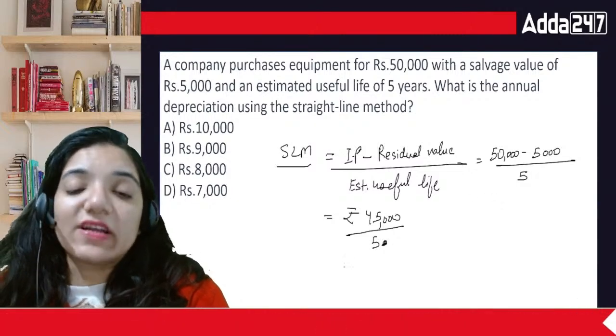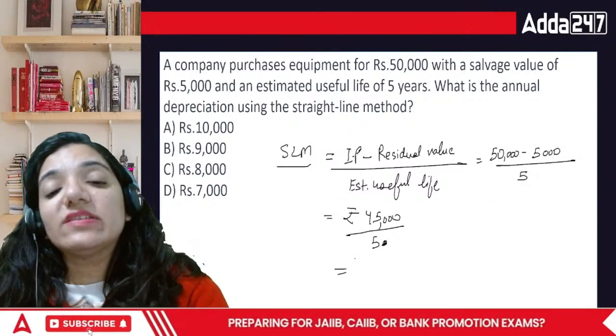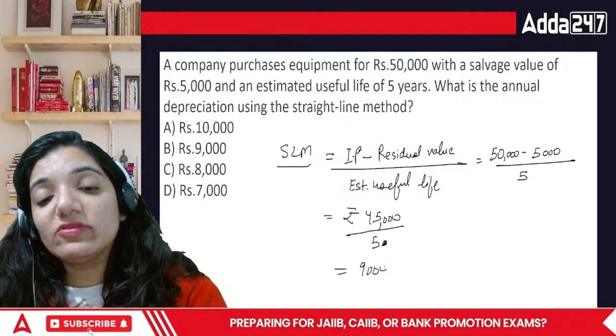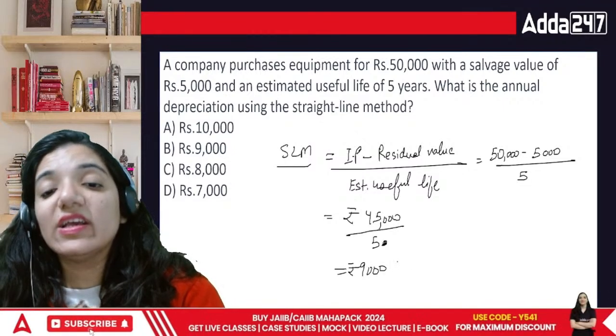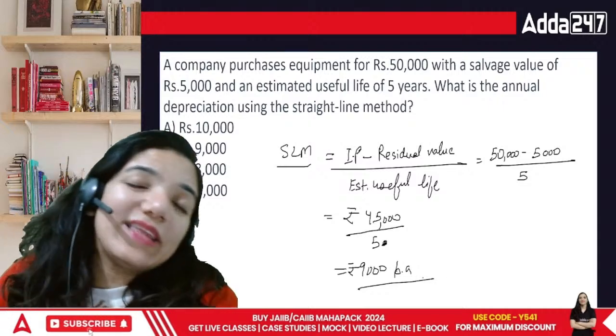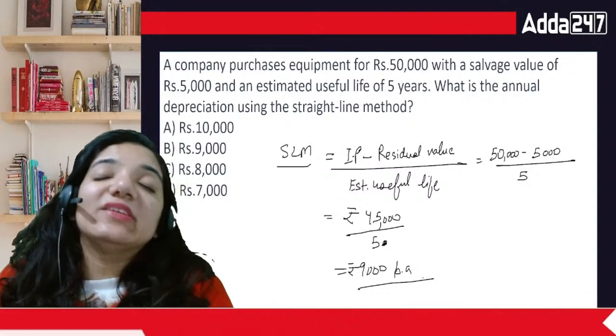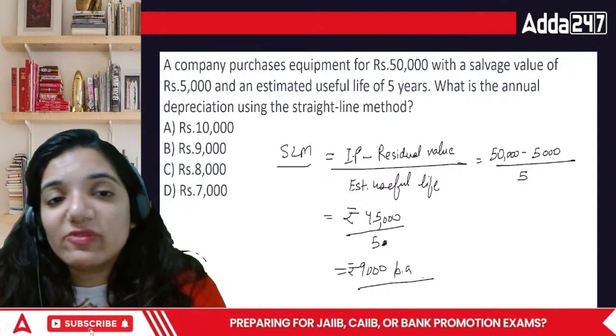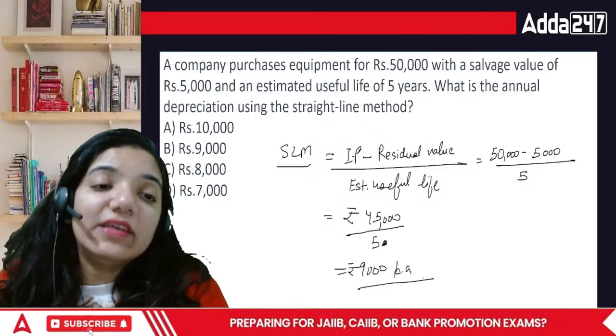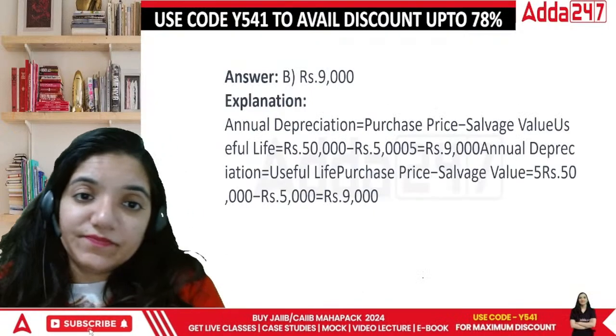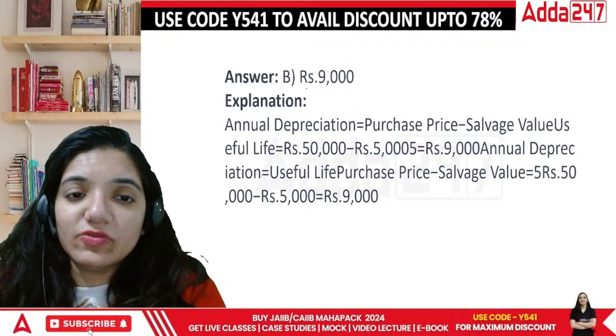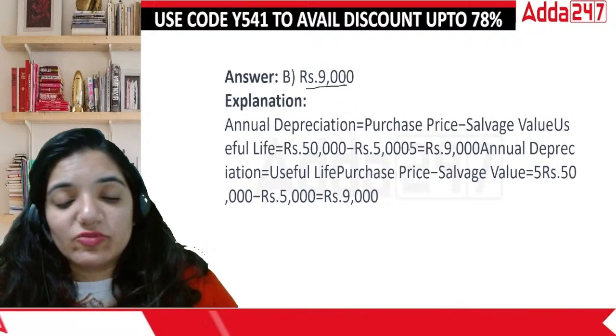So if the life of that asset is 5 years, na? So in this case, the answer comes out to be 9,000 rupees is the depreciation per annum. So over the next 5 years, we will depreciate rupees 9,000 every single year. So your depreciation is going to be this.